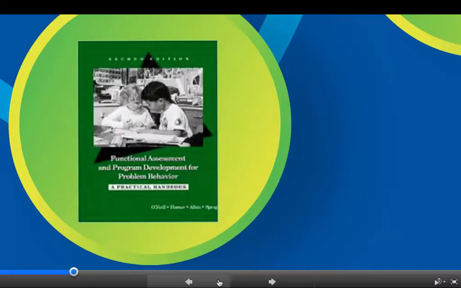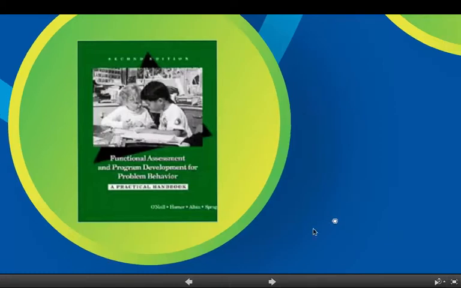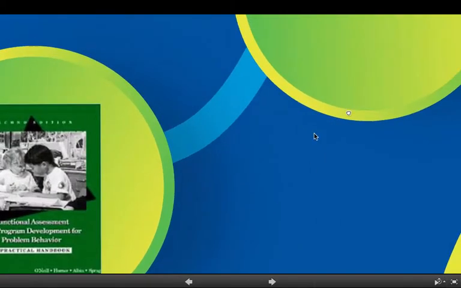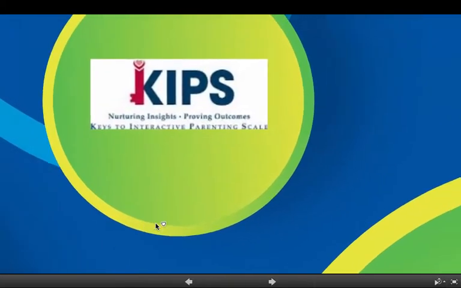As a result of the FBA process and the development of the program, it's now time to make a determination as to whether the interventions are actually working or not. So I've got my skill programs in place, I've got my behavior intervention plans in place, and it's my responsibility to now assess the progress of individuals. But it doesn't end there.